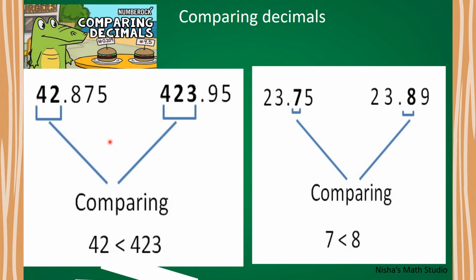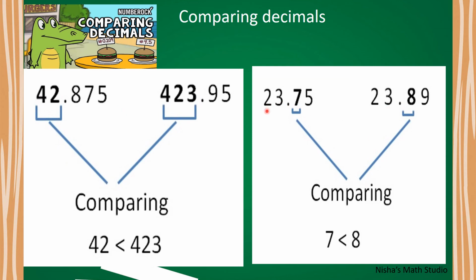Next we will see how to compare the decimals. Comparing is nothing but telling which is big, which is small or whether they are equal. First you have to compare the whole numbers. Here it is 42, here it is 423. So we don't have to worry about the decimal places now because the whole number itself is different. This whole number is bigger. So naturally 42.875 will be less than 423.95.